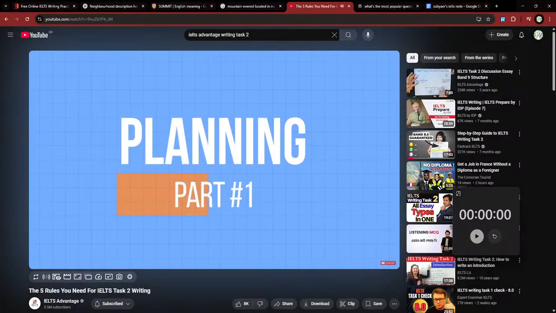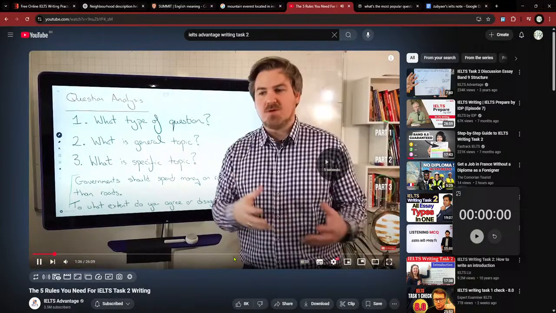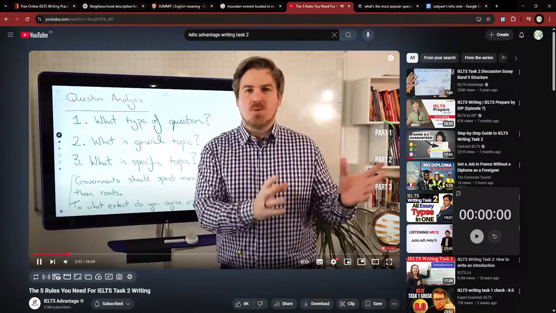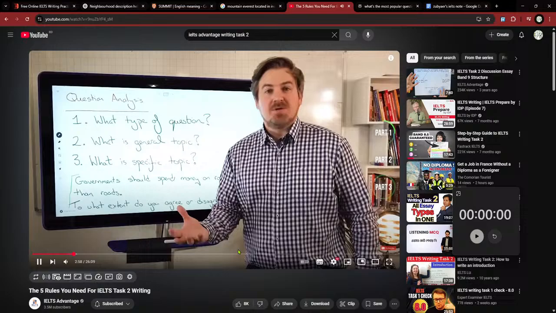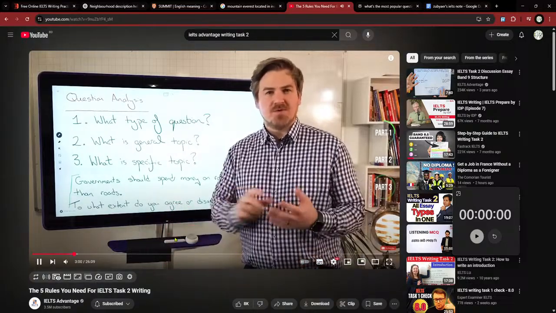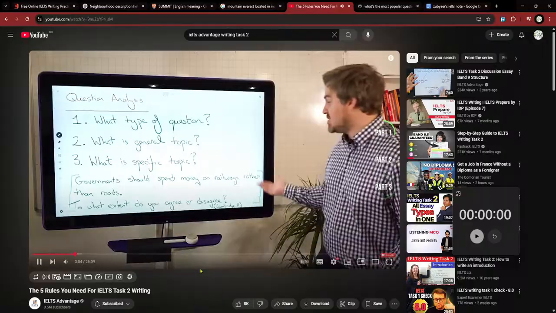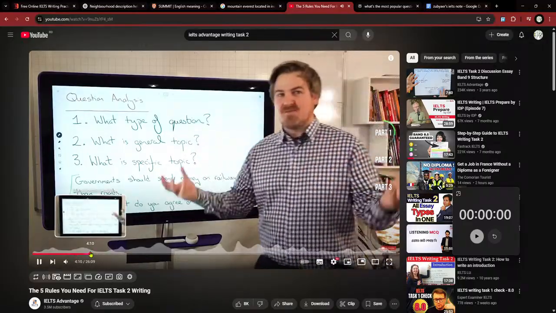So the planning stage is broken down. Global warming. The general topic is government spending. So if you just wrote everything you know about government spending in relation to railways and roads, and keep it simple.